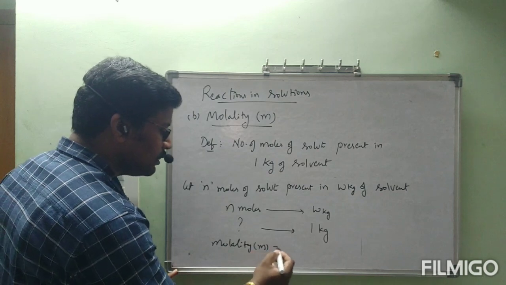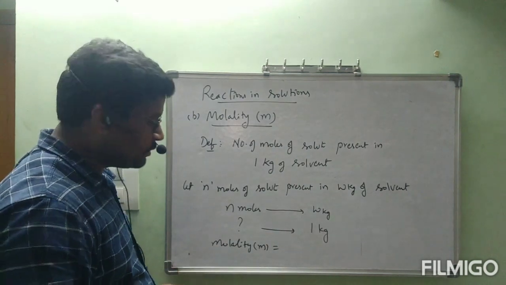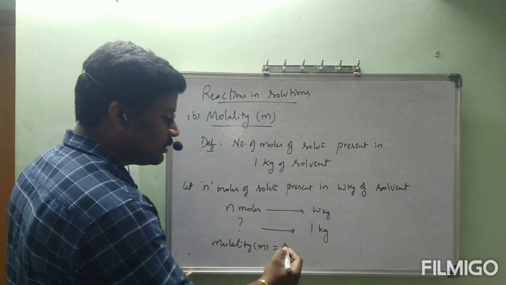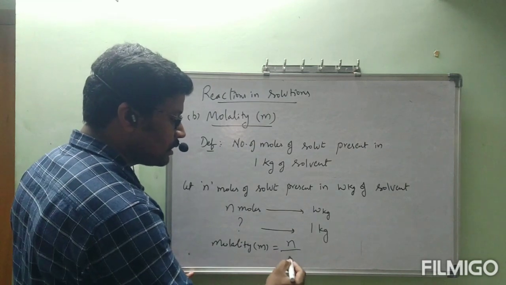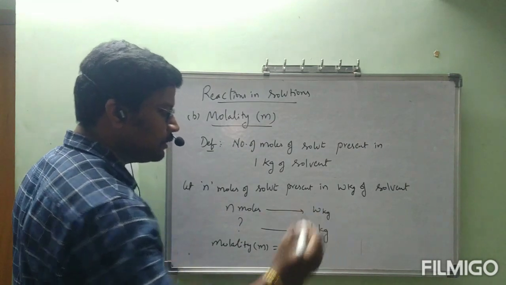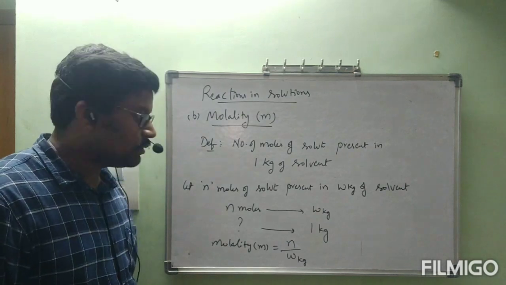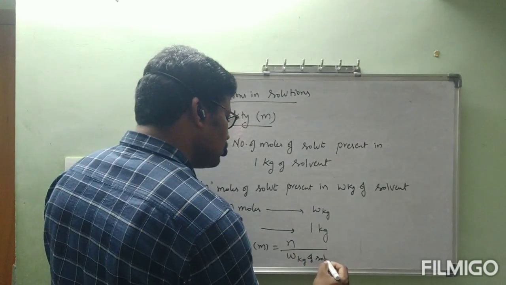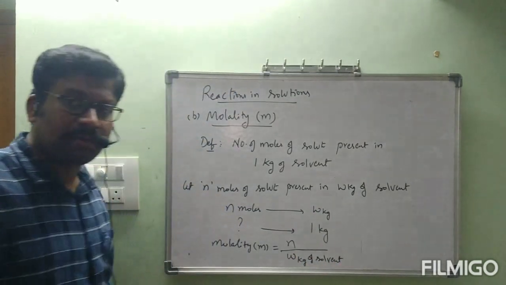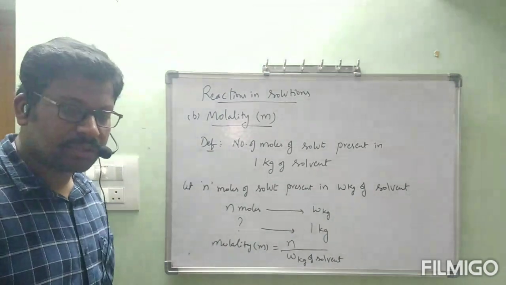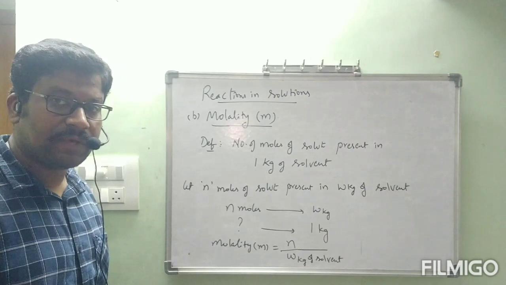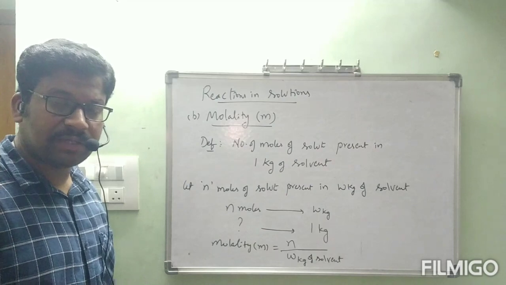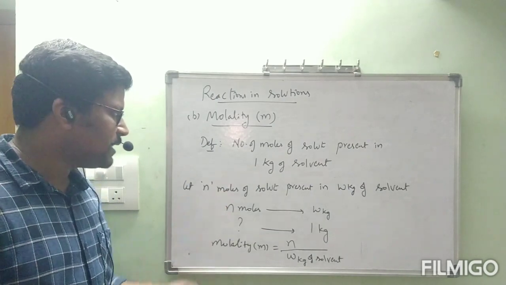Now molality small m is equal to, question mark is here. Then what we have to do? These two must be cross multiplied: n into 1, n divided by W kilograms of solvent. In the denominator this is solvent, no? In the previous formula, molarity, that is solution, volume of solution. Here this is W kilograms of solvent. Now we can expand this formula also in the same way as we expanded for molarity.